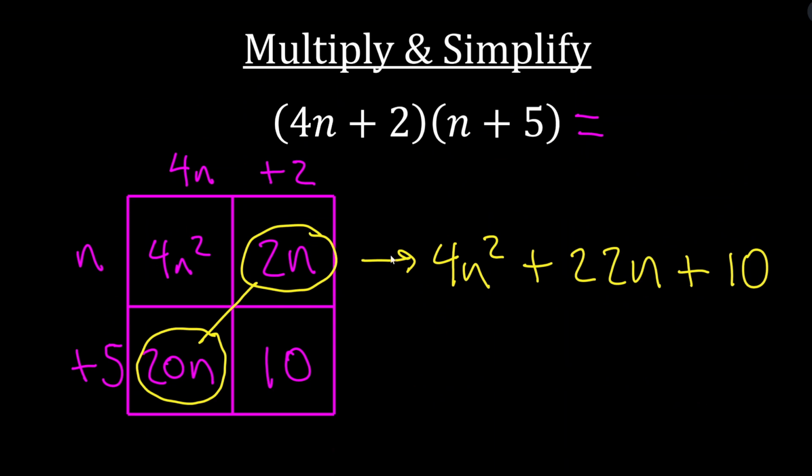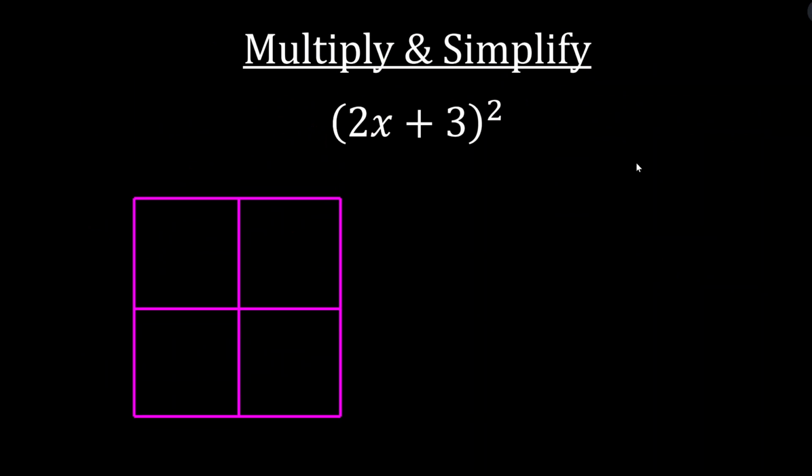Hopefully this makes sense. We created the box, we drew it out, we multiplied, we combined like terms, multiply, simplify, boom. Next example. Love this example. What do kids always like to do? They like to distribute the square. They like to say this equals 4x squared plus 9. This is wrong, really bad, but a very common mistake.